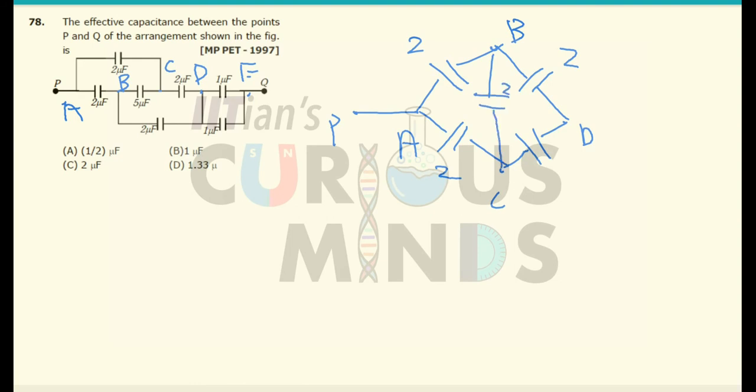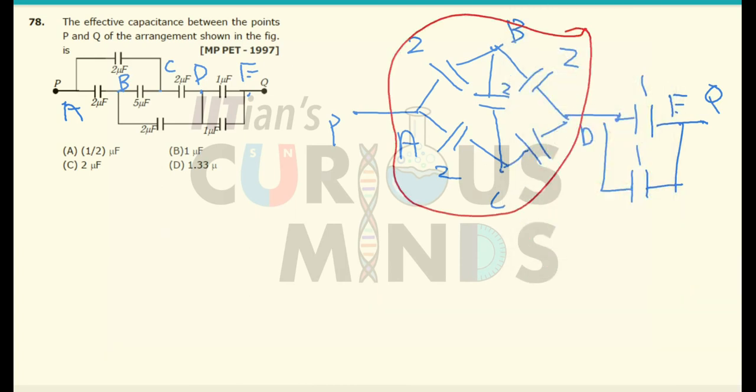So basically, it forms a Wheatstone network. And followed by that we have 2 capacitors in parallel, that is 1 and 1. And this is point E over here, and the last point is Q. So I can say that this forms a Wheatstone network.